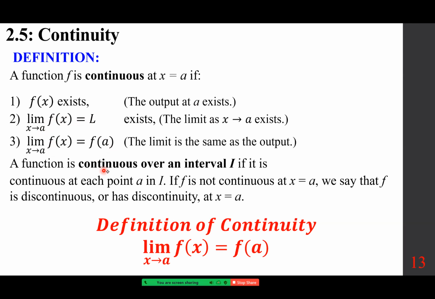A function is continuous over an interval I if it is continuous at each point a in that interval. If f is not continuous at x equals a, we say that f is discontinuous or has a discontinuity at x equals a.